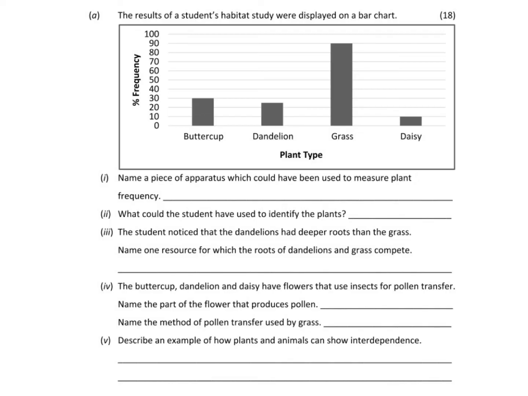So here's another example of an exam question which has come up. The results of a student's habitat study were displayed on a bar chart. Name a piece of equipment or apparatus which could have been used to measure plant frequency. So the one we saw a couple of minutes ago was a quadrat. Depending on what you use in your own school, you could also have said a line transect. Most students will use the quadrat, but the line transect is 100% perfect as well.